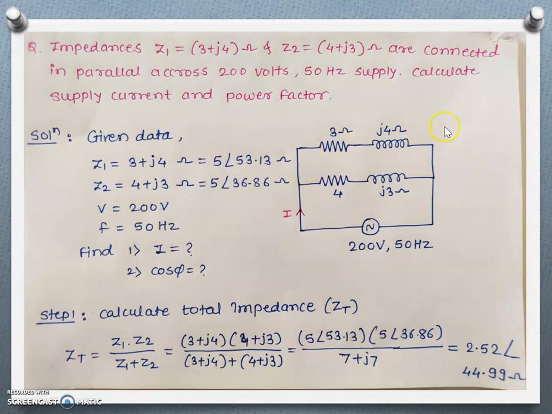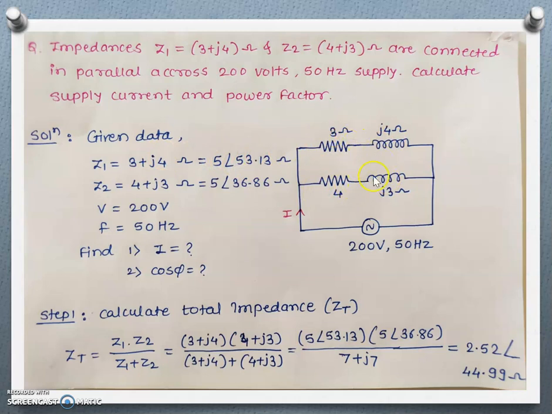Drawing the circuit, this Z1 3 plus j4 and this Z2 4 plus j3. Plus indicates that there is inductive reactance in both. So these Z1 and Z2 branches are connected in parallel, across which voltage V of magnitude 200 volt 50 Hz supply is given. This is the total current I. We have to find this supply current and power factor of the circuit. We have this Z1 value, Z2 value in rectangular as well as polar form. This Z1 and Z2 are in parallel.